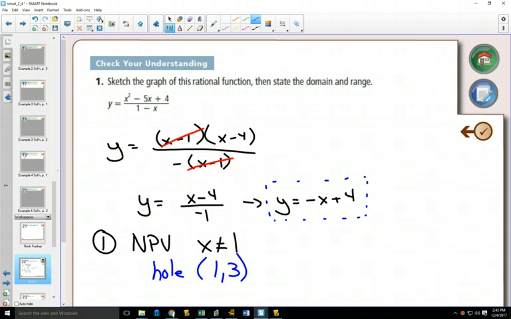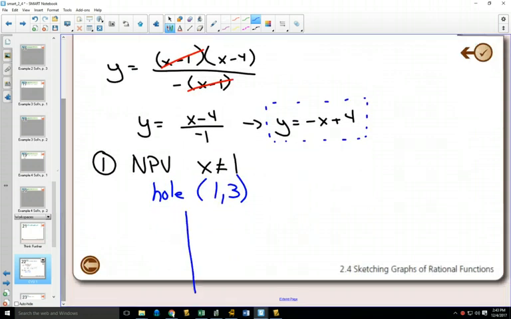Because this is a line. A line has no holes in it. So this graph is exactly the same as this graph with that added hole. So we can skip and go right to the graphing in a question like this.